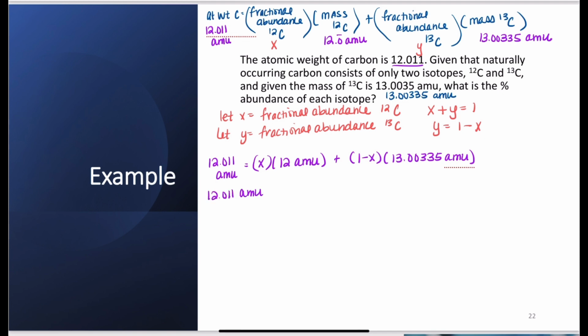12.011 AMU is equal to 12x. I'm going to drop the AMUs right now, because I'm going to be solving percentages anyway, and it's going to make this calculation easier to see because we have lots of things going on here. I'm going to distribute this through the 13 times 1, the 13 times x. So plus 13.00335 minus 13.00335x.